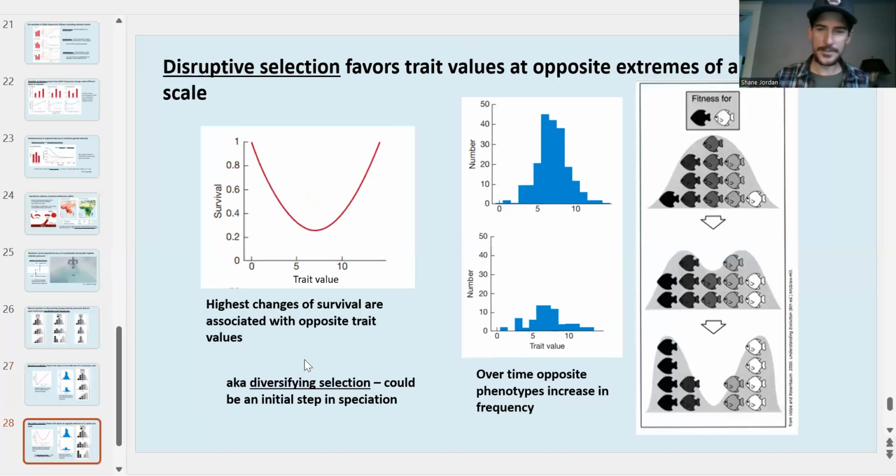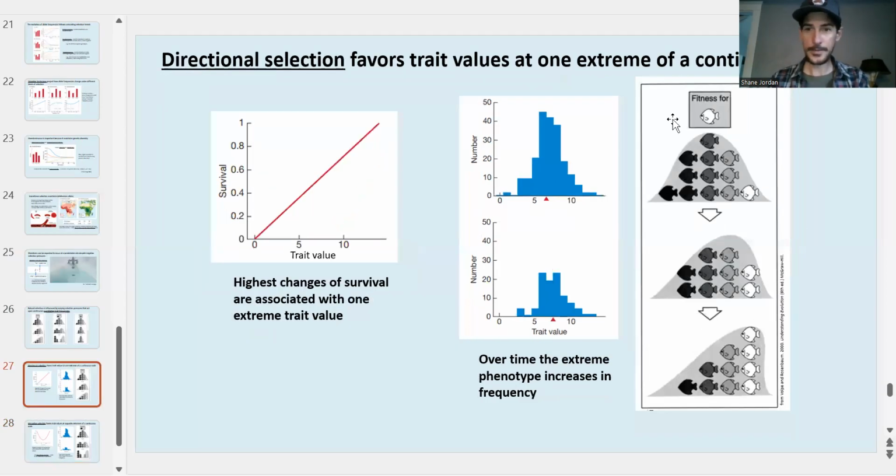Again, this is in contrast to another model where the extreme phenotypes are being favored and the intermediate phenotype is not. In this case, we have trait values here, and really low trait values are favored and really high trait values are favored, but the intermediate trait values are not. The intermediate trait values are associated with the lowest survival compared to the other two. And if we look at our fish example again, we can start off with the same sort of distribution as we saw in directional selection.